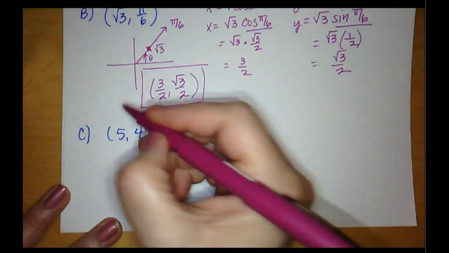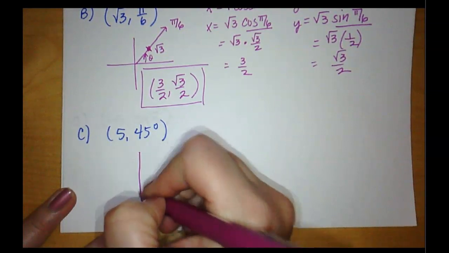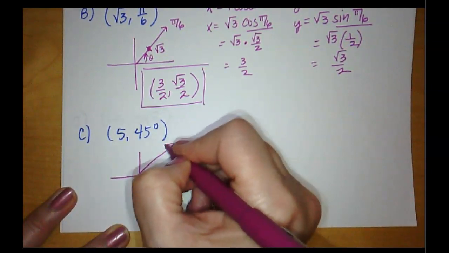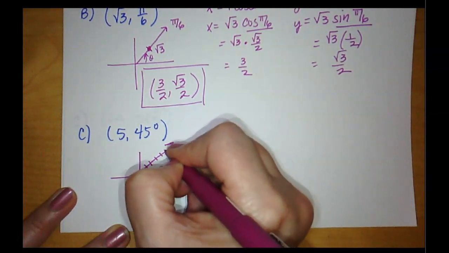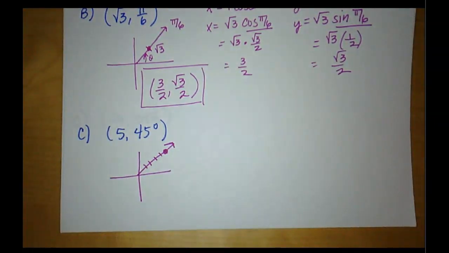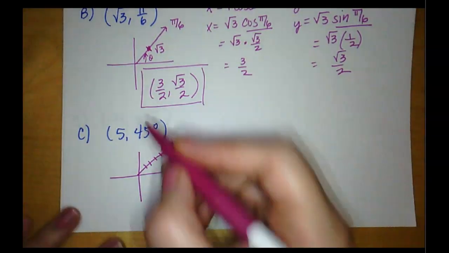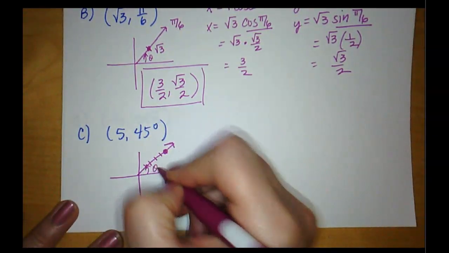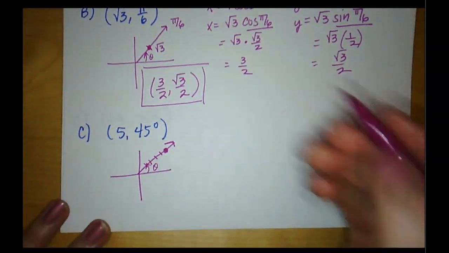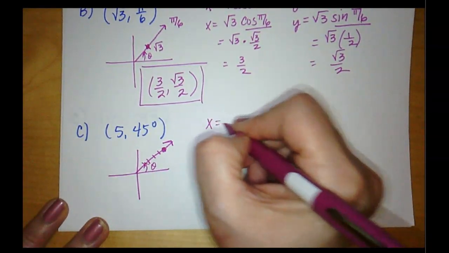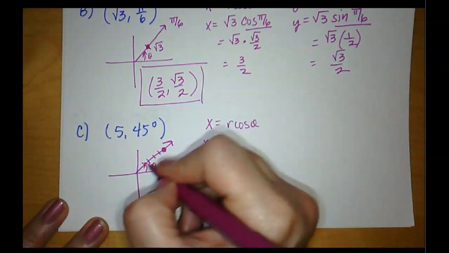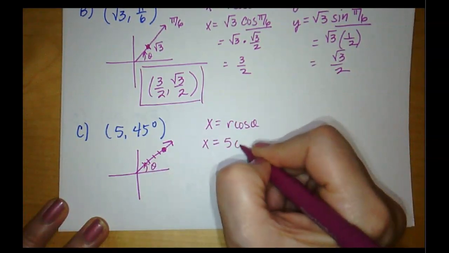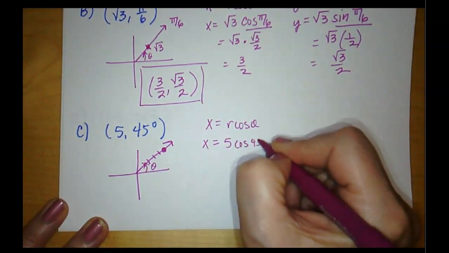So this last one, 45 degrees. Well, I know my 45-degree angle is right here, and that's 1, 2, 3, 4, 5. So that's where my point would be. So just put your marks down the line as you go. Remember, this is your theta that we're talking about right here. So I'm going to say x equals r cosine theta, and so x is going to equal the r, which was 5, times cosine of 45 degrees.